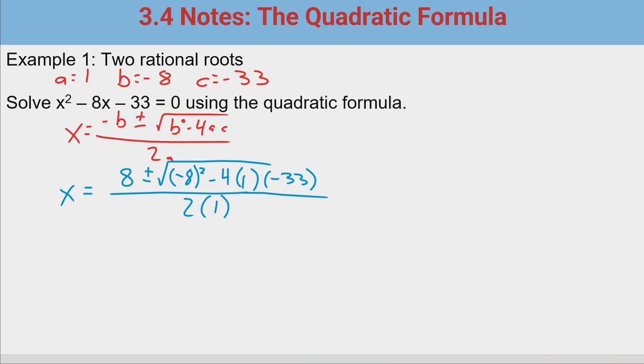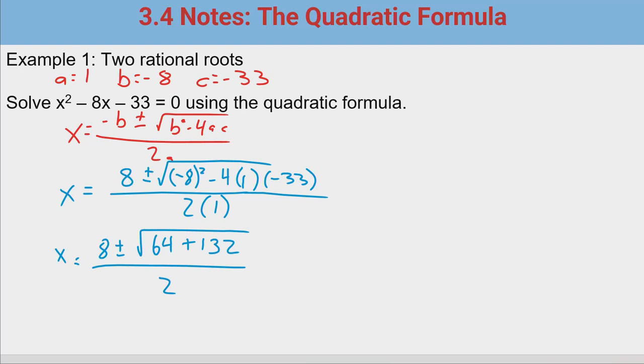So now I am just going to use order of operations to start working this through. So clean up the denominator since that's the easy part here. 2 times 1 is 2. Working on the numerator, 8 plus or minus square root of. Well, I know -8 squared is 64. And then -4 times 1 times -33 is going to be a positive 132.